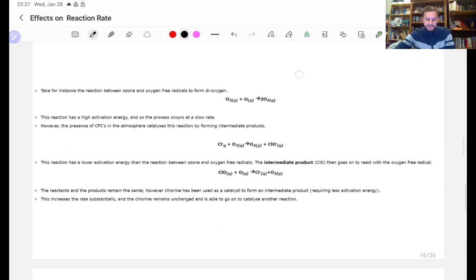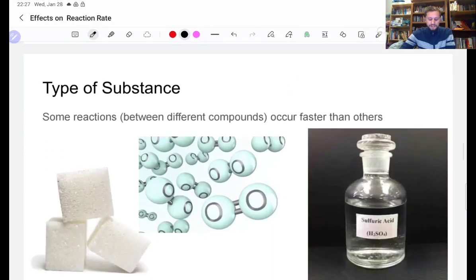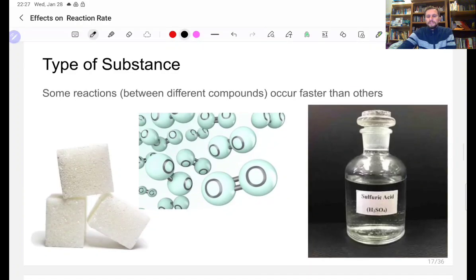Another example is the ozone layer, and I'm not going to get into too much detail on this, but there are chemicals that are released into the ozone layer accidentally from Earth that act as catalysts that exponentially speed up the breakdown of ozone. And that is bad for us and the environment for various reasons that you would learn if you were to take physical science. So let's talk about different ways that reaction rates can be sped up.